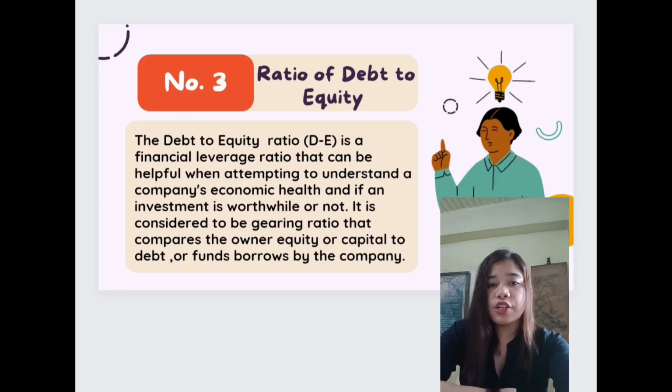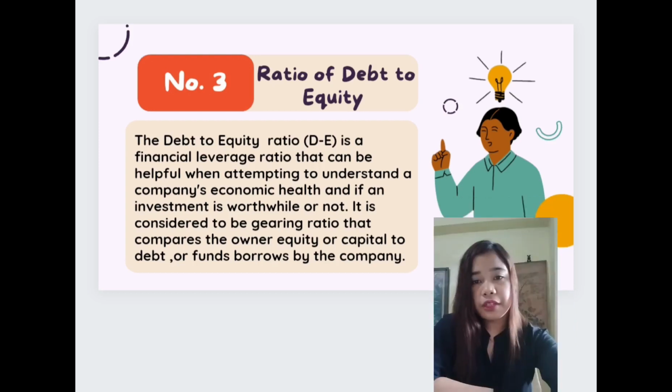Number 3 is the ratio of debt to equity method. The debt-to-equity ratio is a financial leverage ratio that can be helpful when attempting to understand a company's economic health and if an investment is worthwhile or not. It is considered a gearing ratio that compares the owner equity or capital to debt or funds borrowed. It is used in corporate and personal finance.